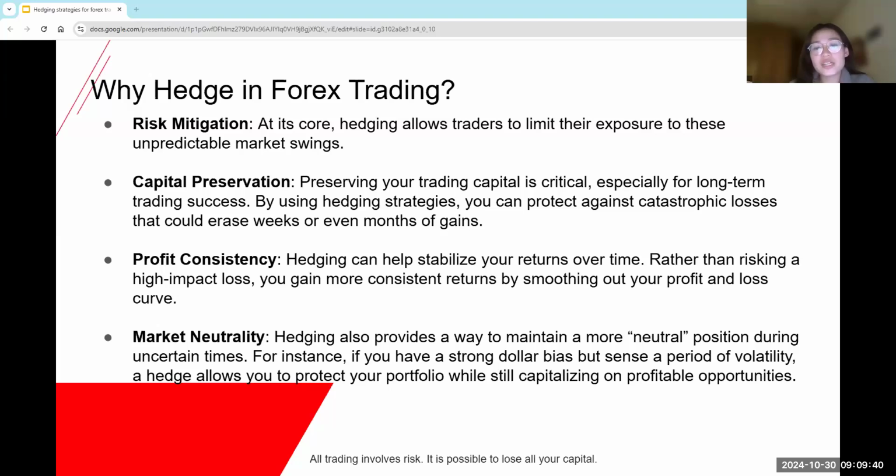So, in summary, hedging isn't just about avoiding losses, it's about achieving more stable, more predictable trading outcomes. So, yeah, you may sacrifice some profit potential, but the reduced risk exposure can be worthwhile.